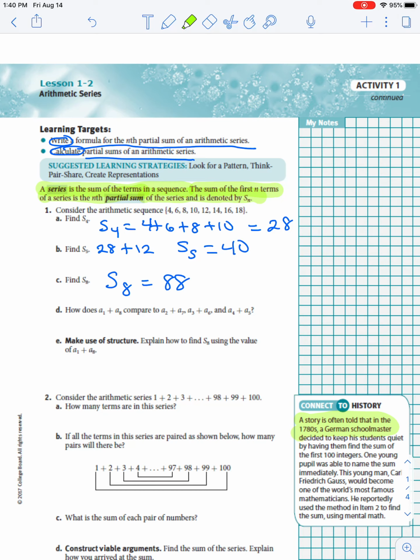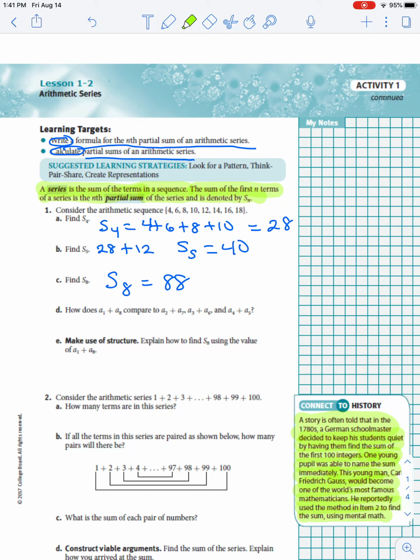Apparently, there was a German school teacher in the 1780s, and the kids, according to legend, were kind of misbehaving, and so he just decided to punish them by having them find the sum of the first 100 integers. And so he thought, oh, that'll keep them busy for a while, but one young student was able to name that sum immediately. His name is Carl Friedrich Gauss, and he would become one of the world's most famous mathematicians. And he figured out how to find that sum using some mental math. And we're going to look at that process that he used today. They don't say what grade he is, but for some reason I remember learning that he was like in 3rd grade or something. He was a little kid.